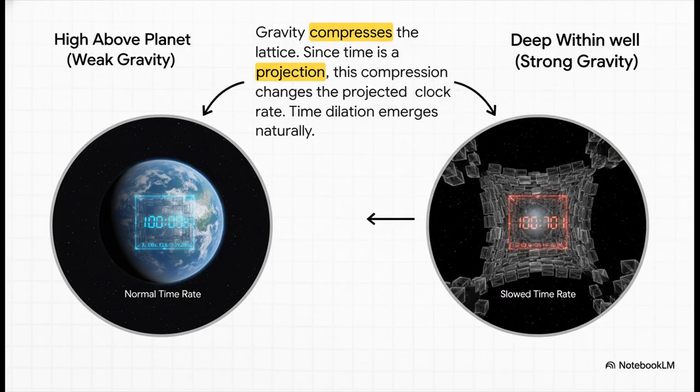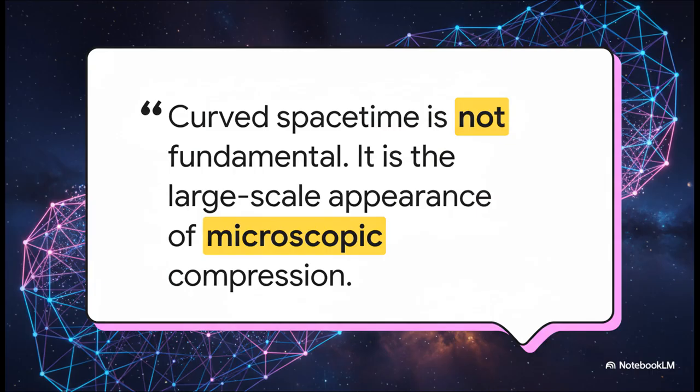Think about it. Time is just a projection of the lattice's internal vibration, and gravity is the physical compression of that exact same lattice. So if you compress the lattice, you are automatically changing the geometry of the projection. And that makes a clock tick slower. It's like a 2-for-1 deal baked right into the geometry. So if there's one thing to take away about gravity in this model, it's this. Curved spacetime isn't the fundamental reality. It's just what microscopic elastic compression looks like when you're standing really far away.